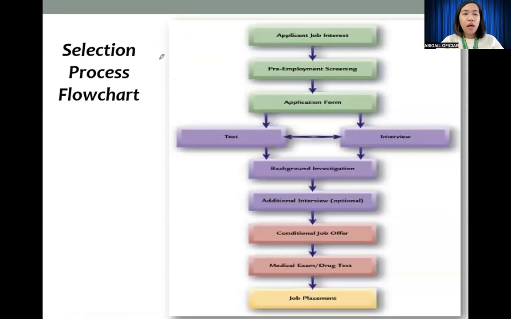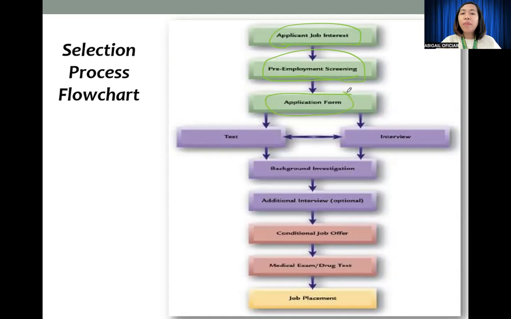Now, let's see the selection process flow. The first is applicant job interest. Of course, after the recruitment, the applicant will signify his or her interest in the job or vacant position. Then after that, there will be pre-employment screening. So we screen the resume to see if the applicant is qualified based on the job requirements or not. After screening the resume, if the applicant qualifies, they will be given an application form.